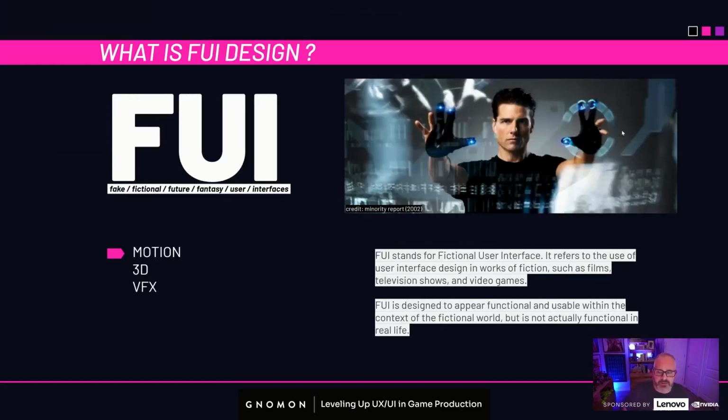So there's also another component that a lot of people are starting to realize, because we have movies like Marvel's Iron Man. It's a term that's been around for a few years now, but FUI basically stands for fake, fictional, future, fantasy user interface, right? It's all about what looks really good, a lot of eye candy, like Iron Man in their helmet. So FUI stands for fictional user interface. It refers to the use of user interface design in works of fiction, such as films, television shows, and video games. FUI is designed to appear functional and usable within the context of the fictional world, but it's actually not functional in real life.